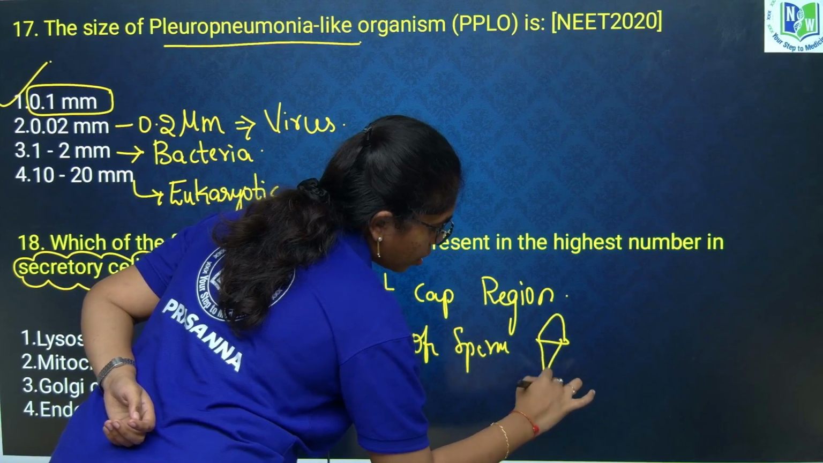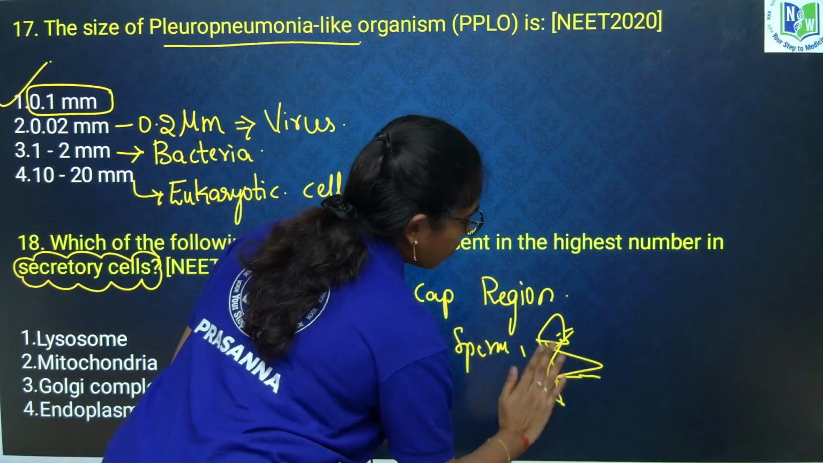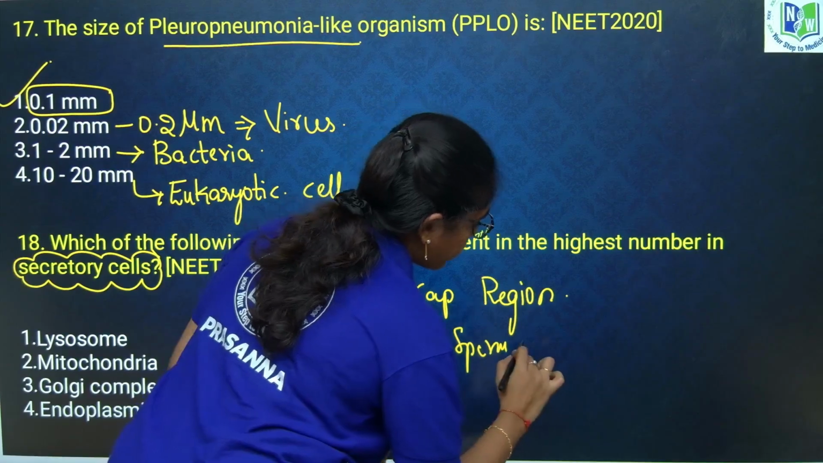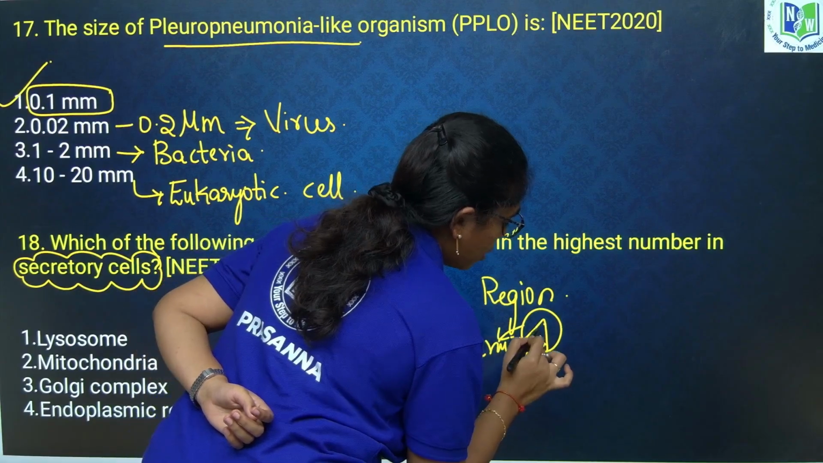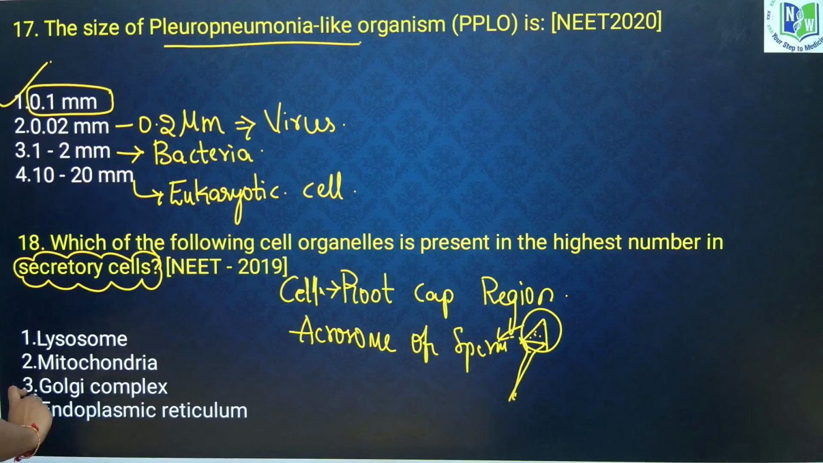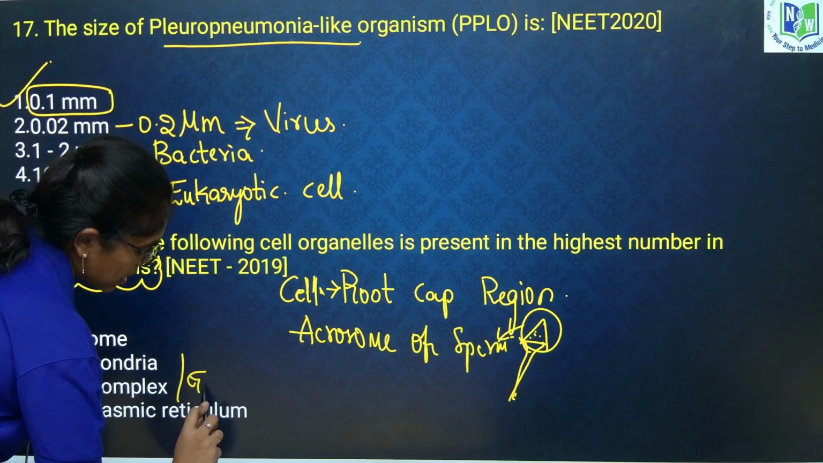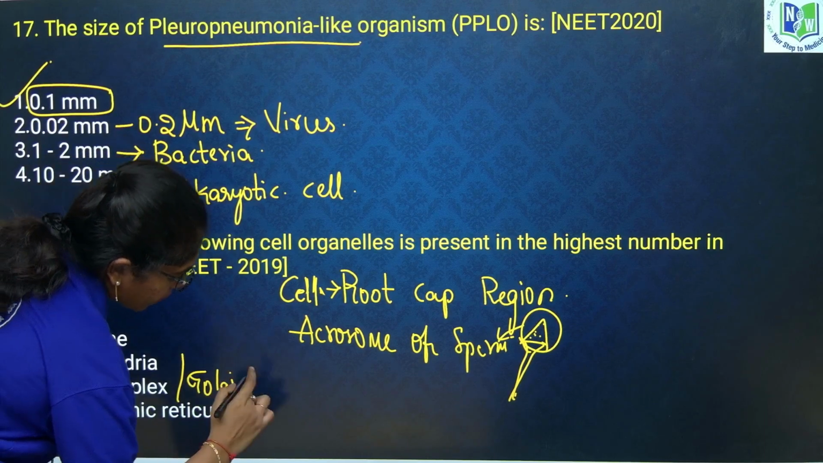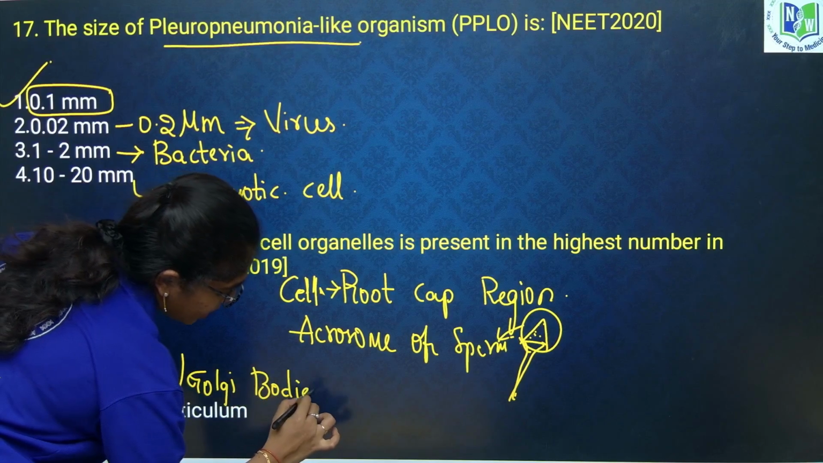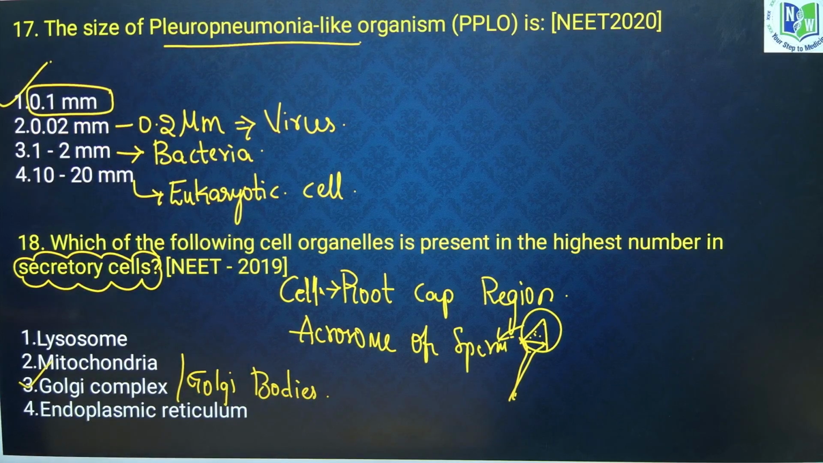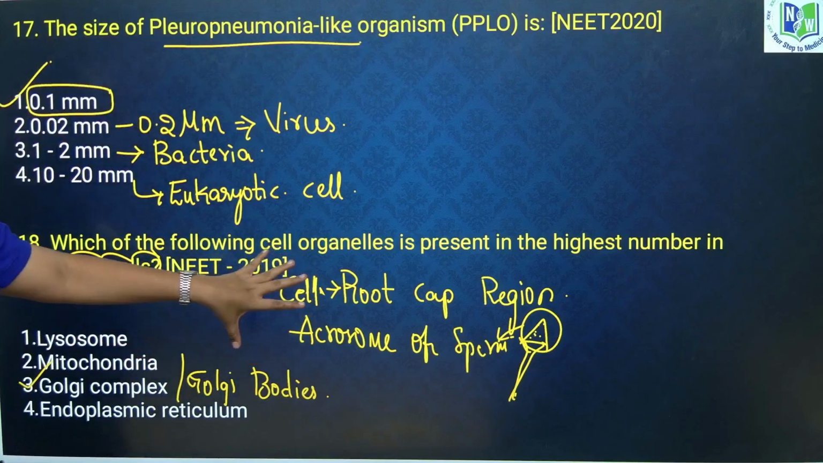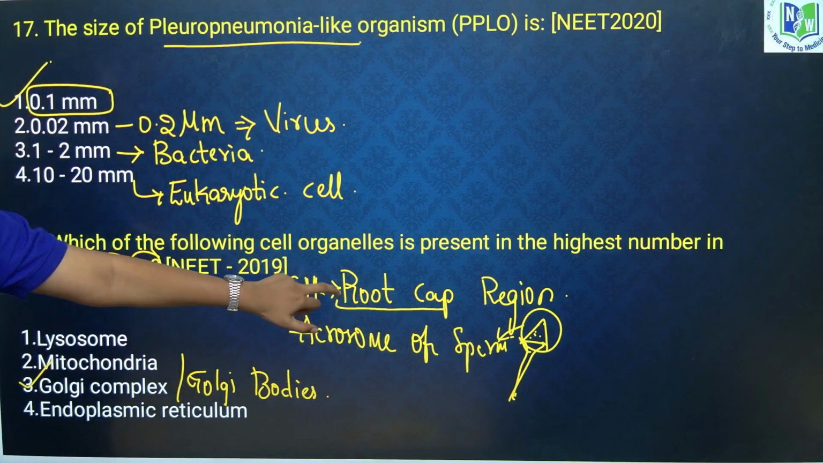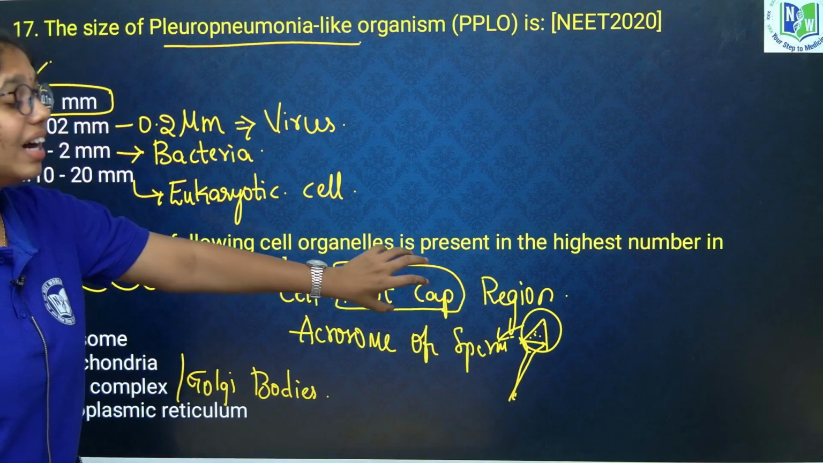This region, the acrosome of sperm, is also rich in Golgi complex or Golgi bodies, where it will secrete all the secretory substances like glycolipids, glycoproteins and all the molecules which are sticky in nature, that will provide the positively geotrophic movement of the root region.